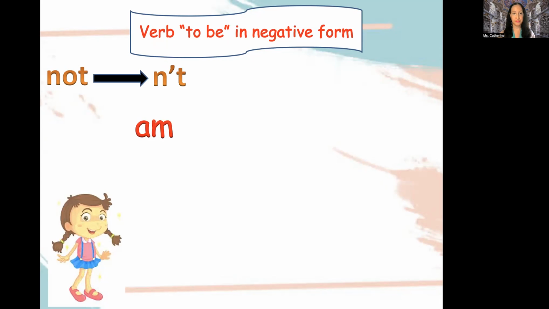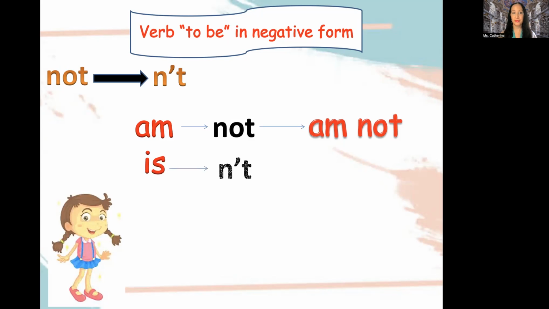Am plus not. See, these don't change. You can only say am not. But, see, we got that one. Getting a little tricky here. Is plus an apostrophe T. Isn't. Okay, these are tough.